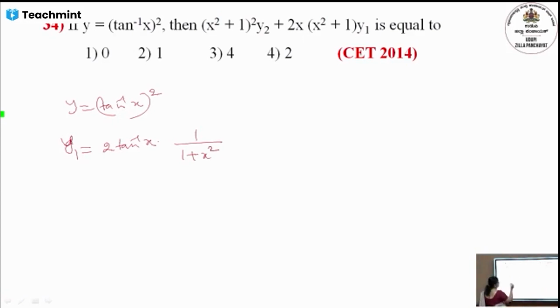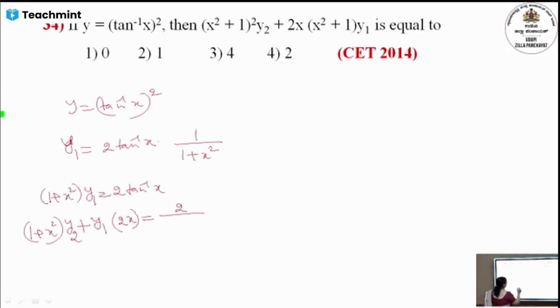I have to use the quotient rule. I don't like using quotient rule. So what I will do? I will take 1 plus x squared to the other side. Now I will use the product rule. 1 plus x square into derivative of y1, which is y2, plus y1 into derivative of 1 plus x square, which is 2x, equals 2 by derivative of tan inverse x, which is 1 plus x square.